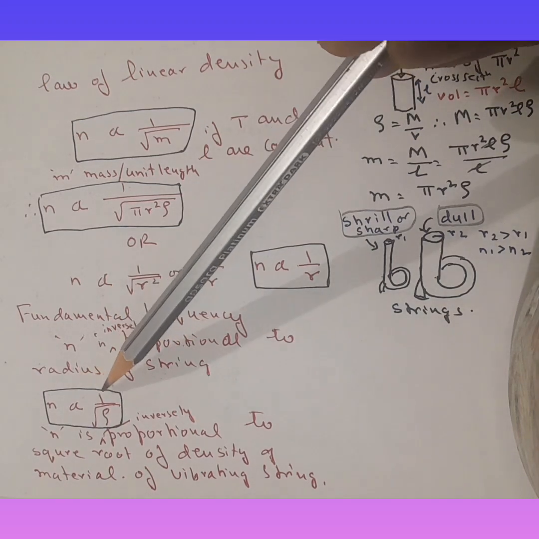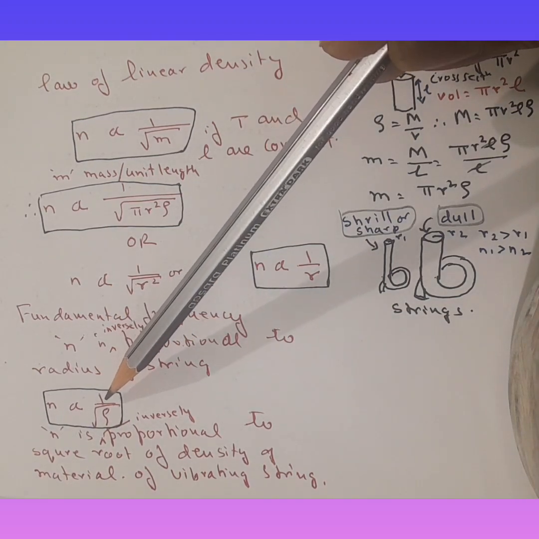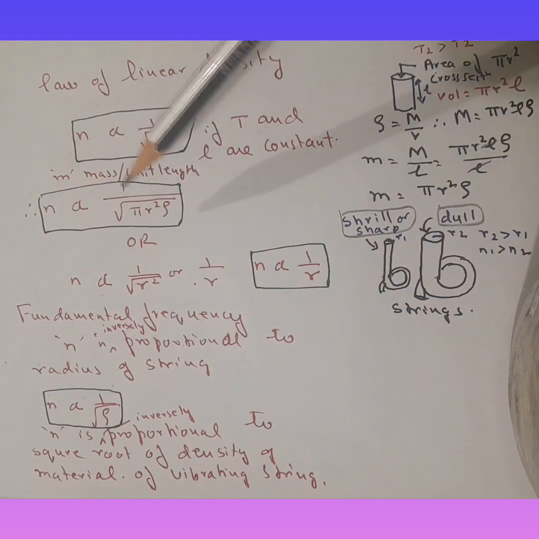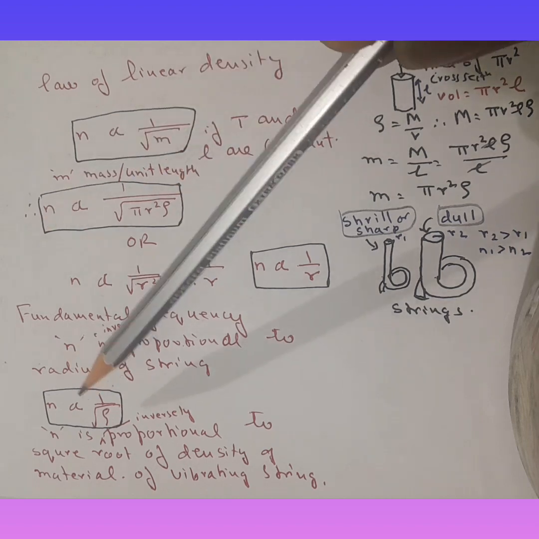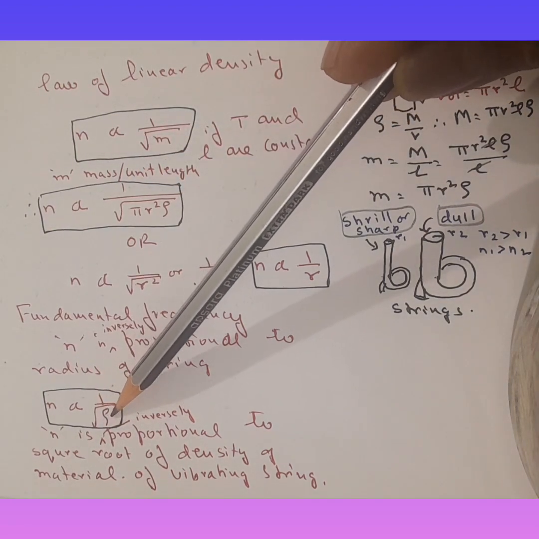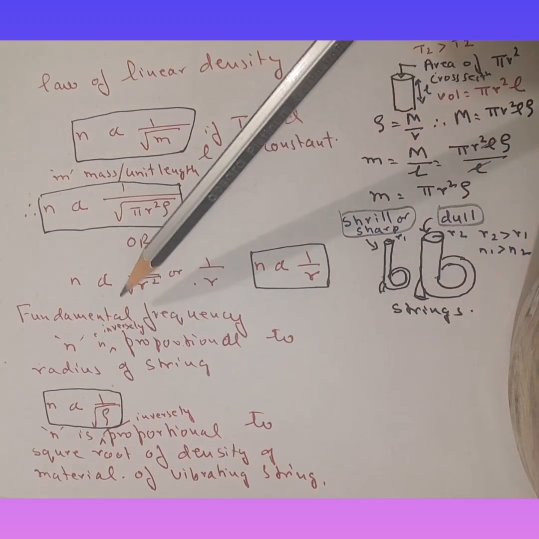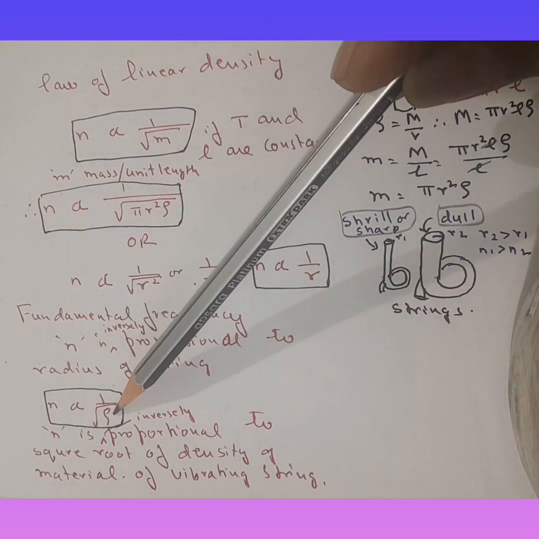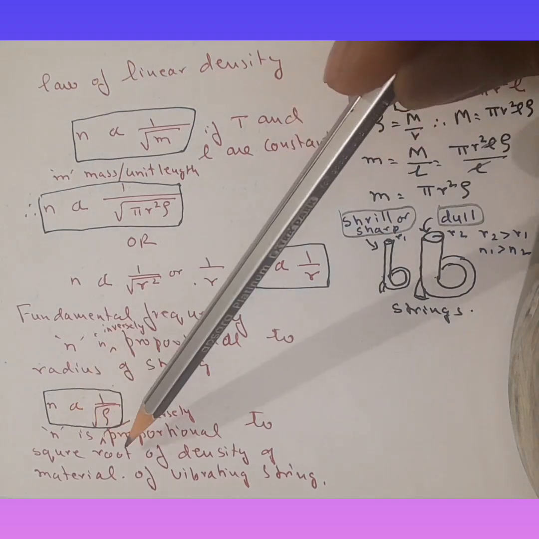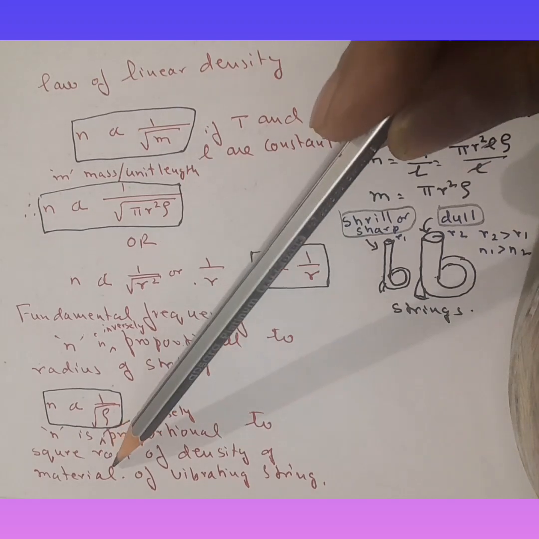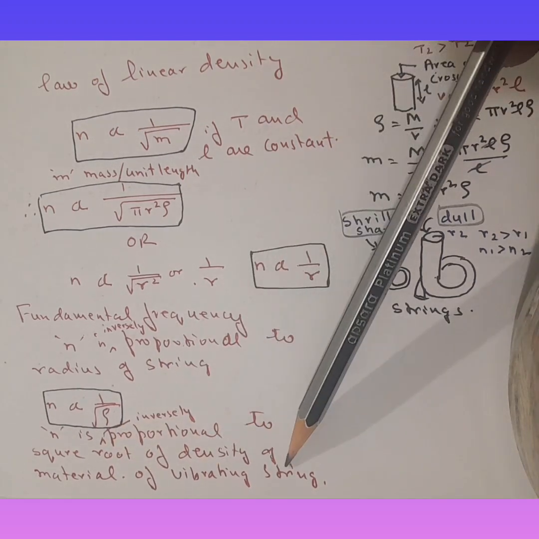Then coming to density, we have already seen in the formula that frequency is inversely proportional to root of density. You may be wondering how we get this root. These roots are found out experimentally. So n is inversely proportional to square root of density of material of vibrating string.